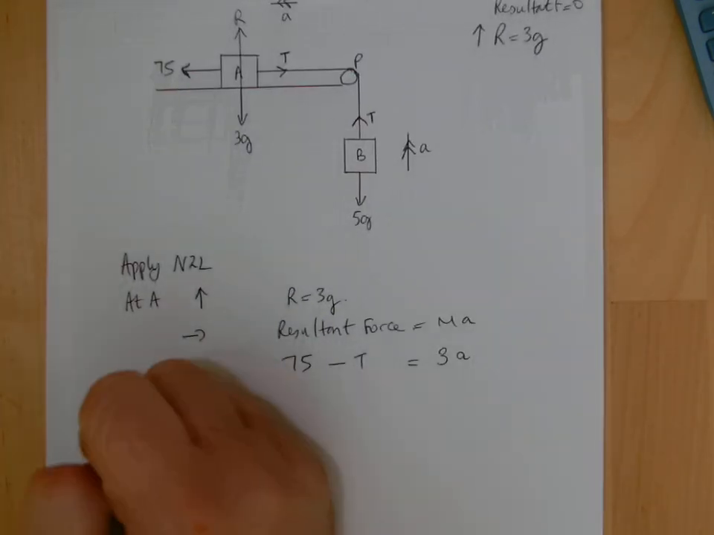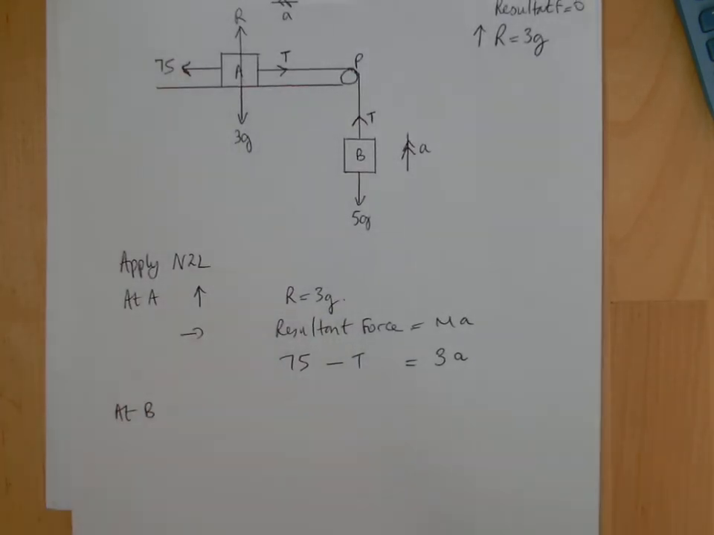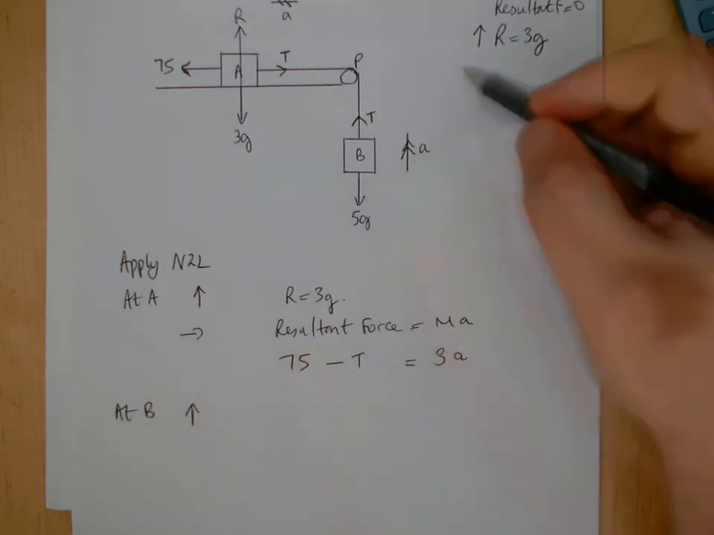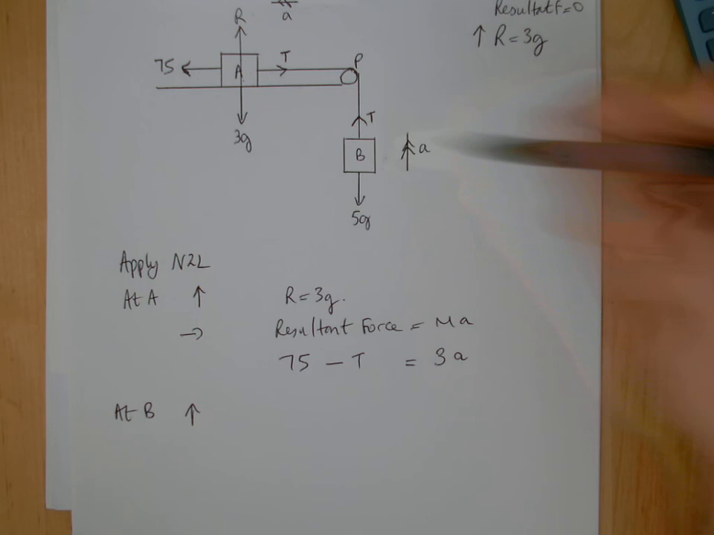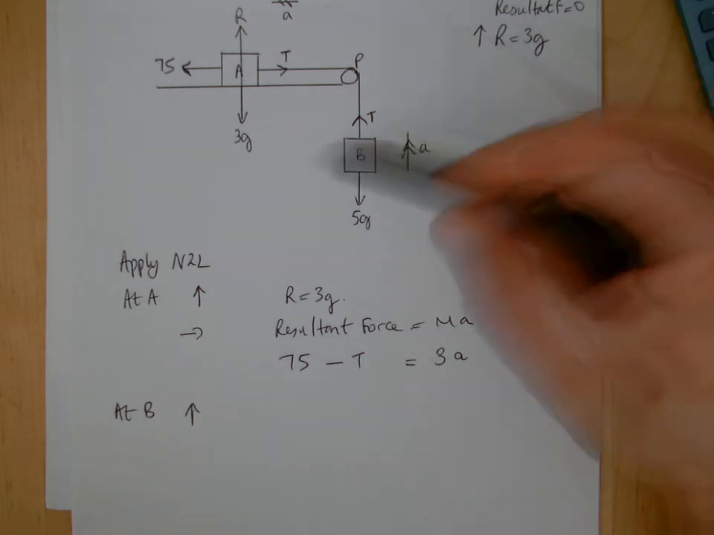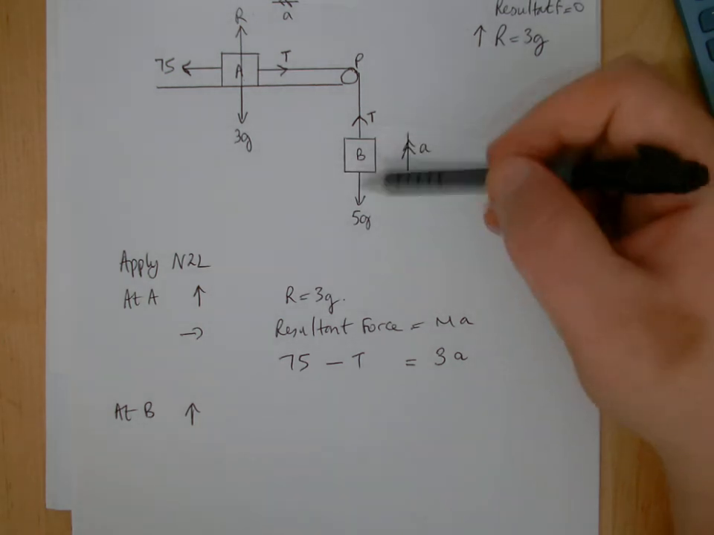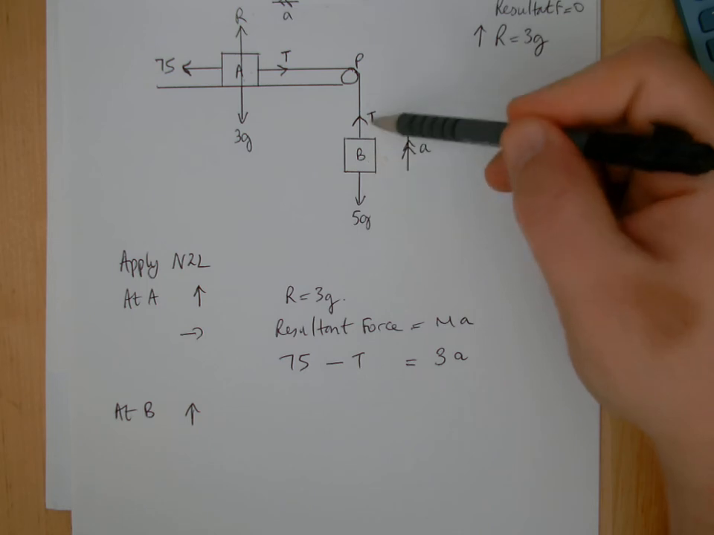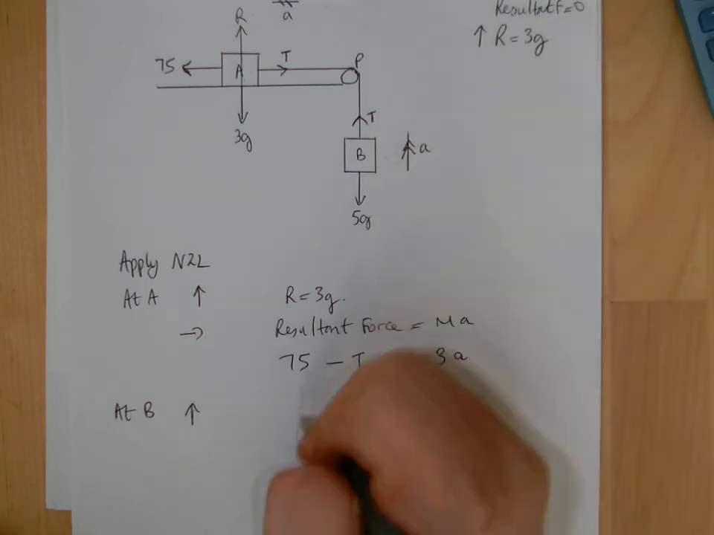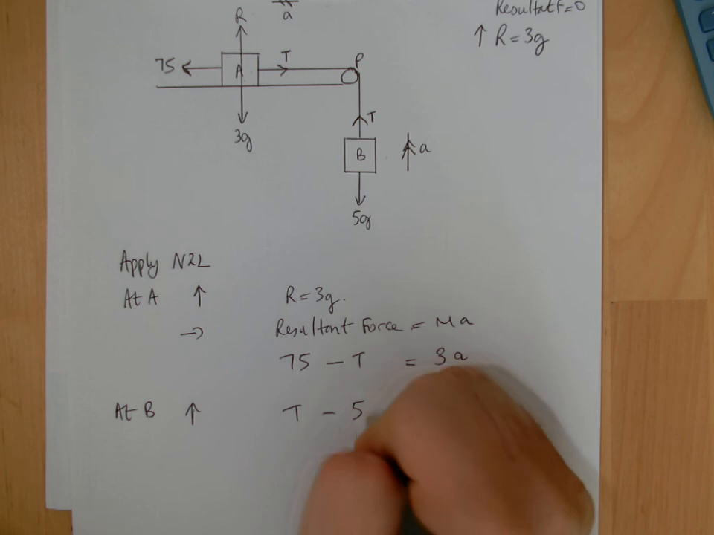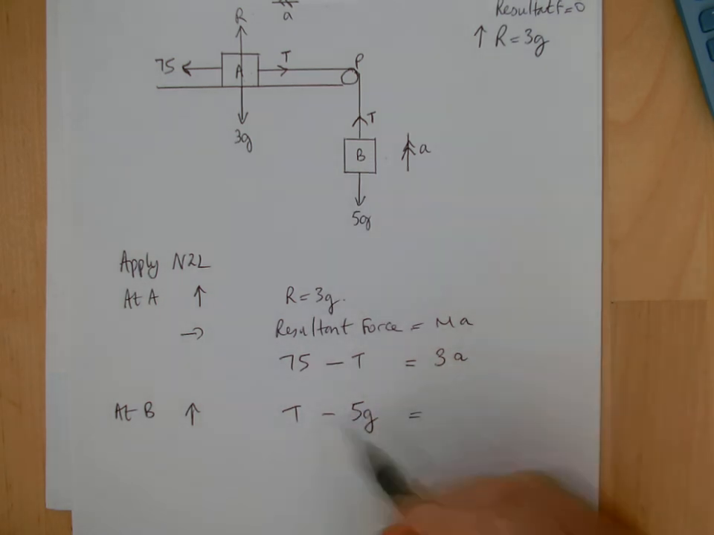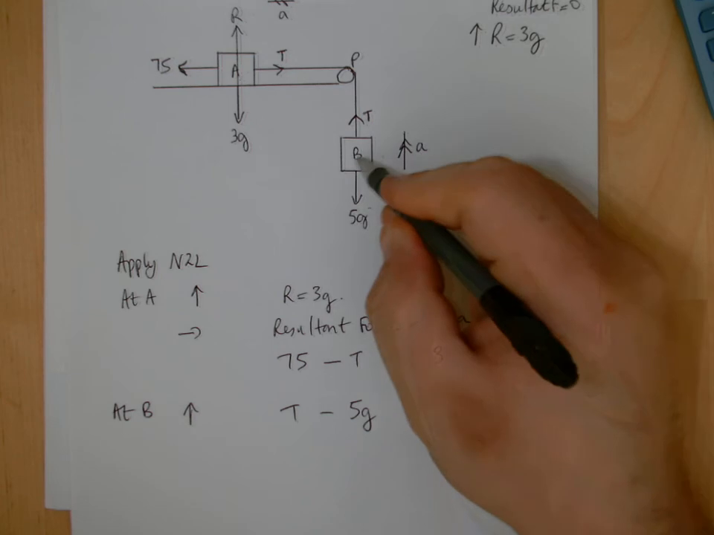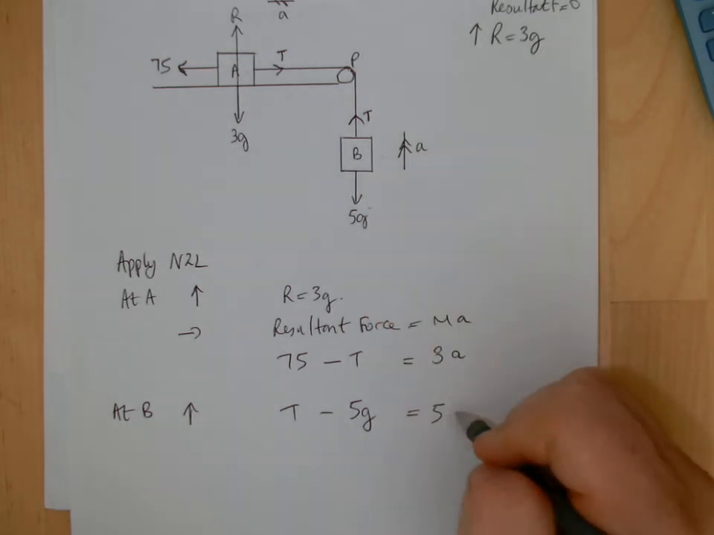But what we can do now is go to B. If we look at B, we can resolve vertically. There's no need to resolve horizontally at B, because there's no movement horizontally, but vertically there's movement. It's going upwards. So the resultant force, because it's going up, T has got to be bigger than the 5g. So T take away 5g, that's the resultant force, equals mass, which is 5. The mass of B is 5 kilograms, so 5A.